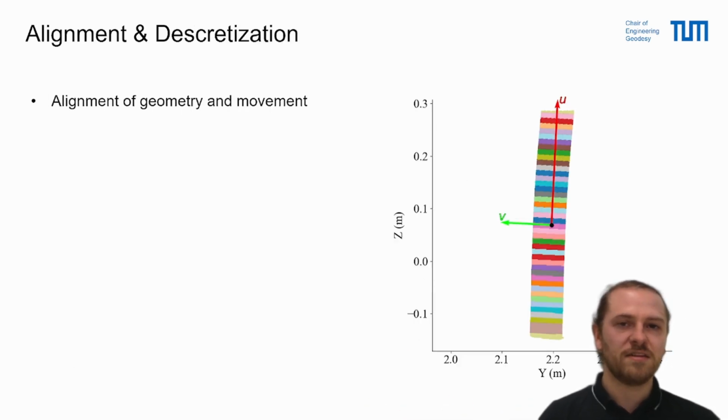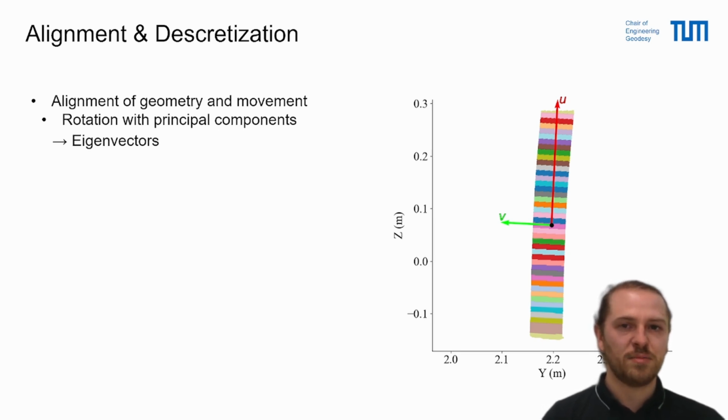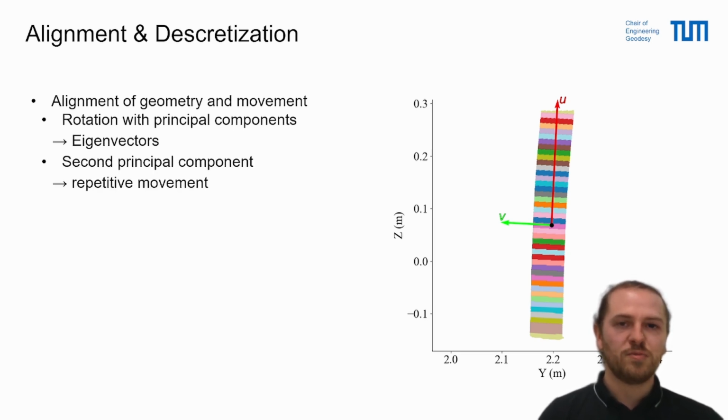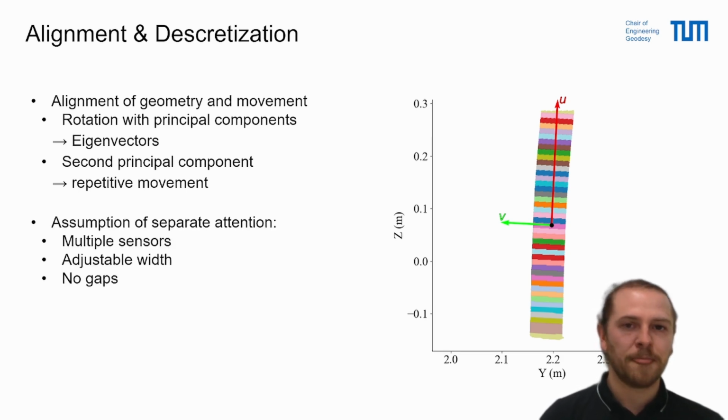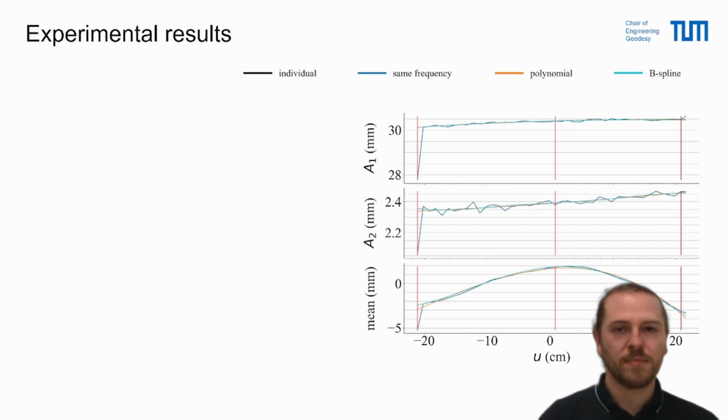To process this data, we need to separate the geometry and the movement using a principal component analysis, short PCA. By identifying the eigenvectors, we can isolate and analyze the repetitive movement, which corresponds to the second principal component, while the first principal component contains mainly spatial information. Along this separation, we can imitate equally sized sensors with no gaps between them.